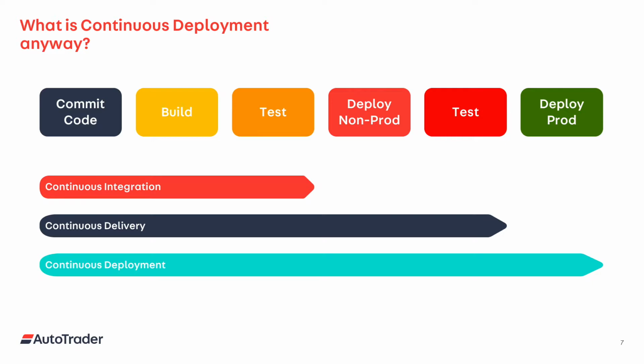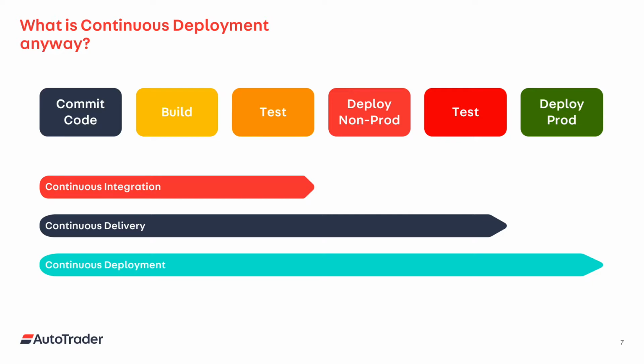You're always going to have a developer committing some code. A build is going to follow that. If that build is successful, tests will be run against that. Assuming those tests pass, it's going to be pushed into one or more non-production environments. Further testing will happen, and then finally, it'll be deployed into your production environment.